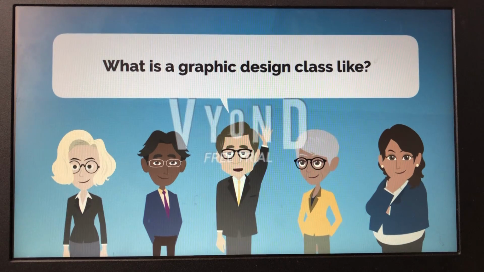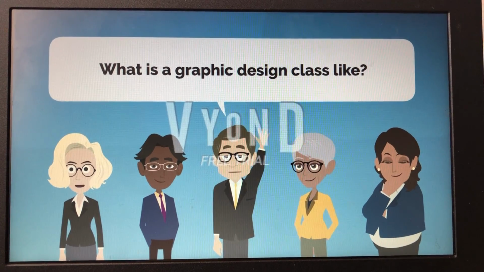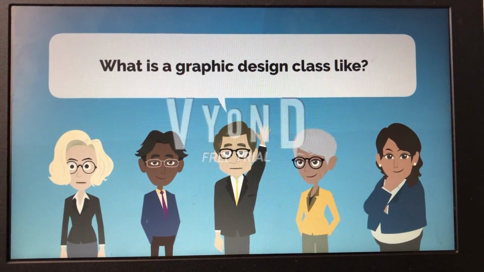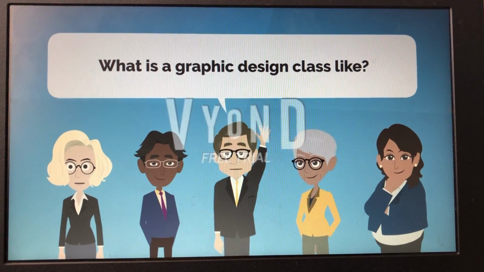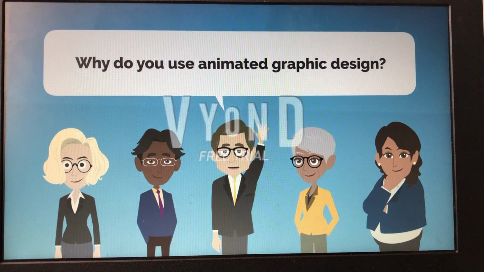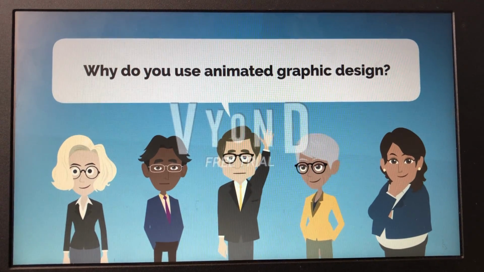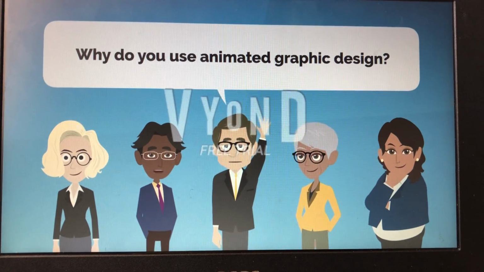What is a graphic design class like? Over the course of your study in graphic design school, you will master the basics of design and important techniques. Why do you use animated graphic design? It's because these employ cinematic effects to help narrate your story and add life to your message.